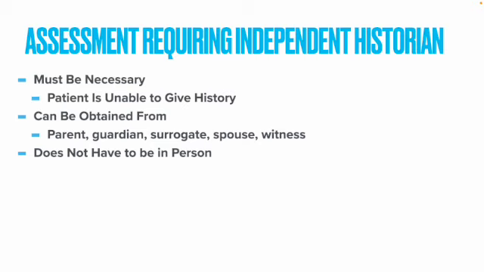They could be having dementia. They could have memory loss. They could be too young to give a history themselves. There's all kinds of reasons, but it needs to be medically necessary for the provider to get a history from someone else. And it can be obtained, in the guidelines it says, from a parent, guardian, surrogate, spouse, or witness. This is something I was aware of, but a lot of people are not. They don't have to get this in person, so they can call the witness or the guardian or the parent. They don't have to be face to face with the person they're getting this history from.